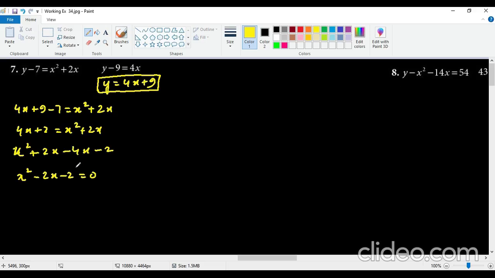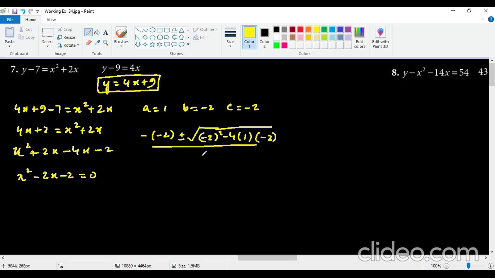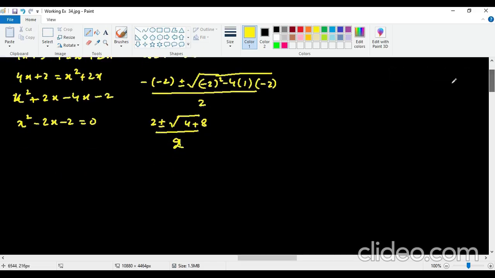So in here, we know very well that the value of A is going to be 1, the value of B is negative 2, and C value is also negative 2. Minus B is negative 2, plus minus under root B square, which means minus 2 square, minus 4A and C, which is minus 2, divided by 2A, which is 1, so I will write just 2. So this becomes 2 plus minus 4 plus 8. It's going to give us a 12. Now in here, what we can do is plus minus under root 12 over 2.